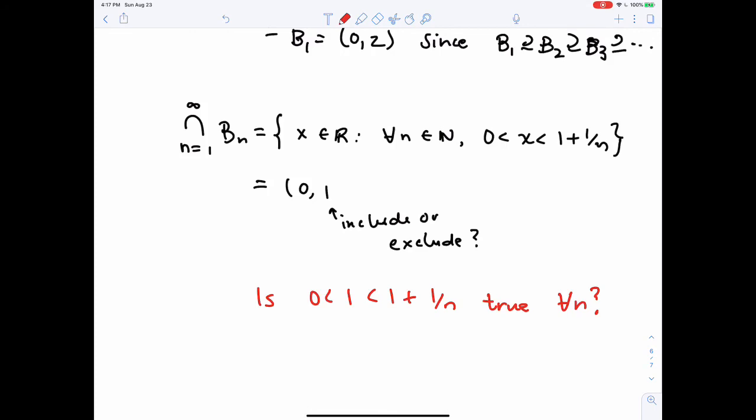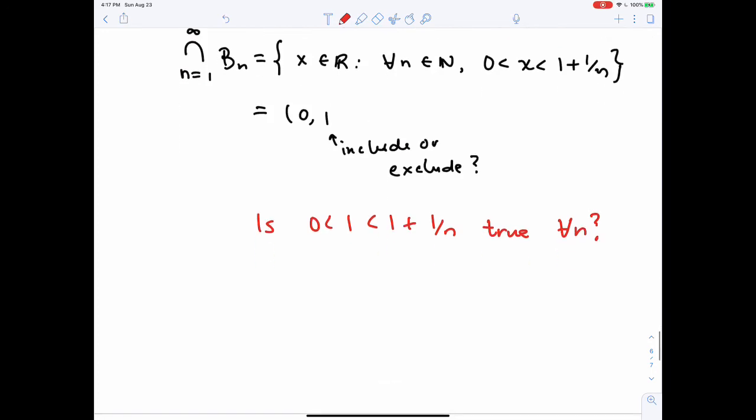Well, let's look. If I let n be 1, I'm asking, is 0 less than 1, which is less than 2? That's true. What if I increase n to 2? I'm asking if 1 is between 0 and 3/2. Well, that's true. And then I'm asking, is 1 between 0 and 4/3? That's true. What we're using here, we actually want to include this.